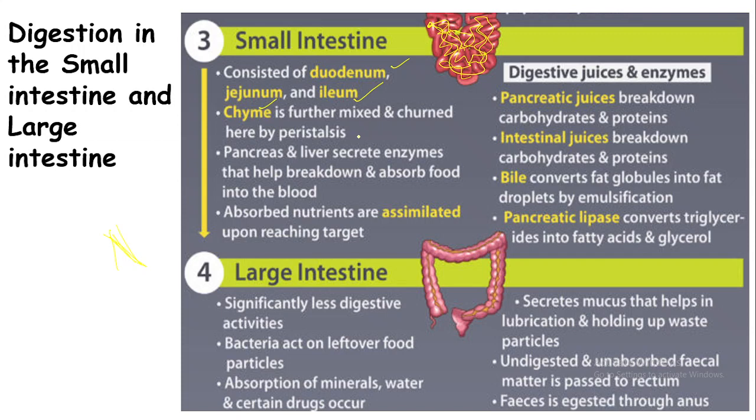Chyme is further mixed and churned by peristalsis. The pancreas and liver secrete enzymes that help break down food and absorb it into the blood. Absorbed nutrients are assimilated upon reaching the target.